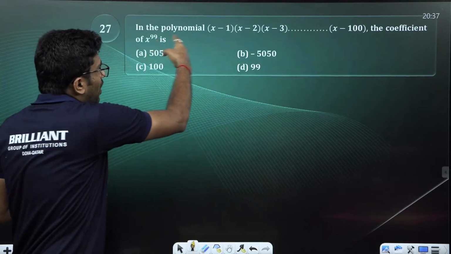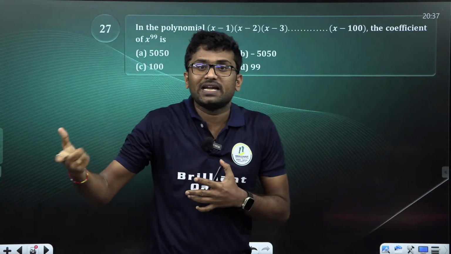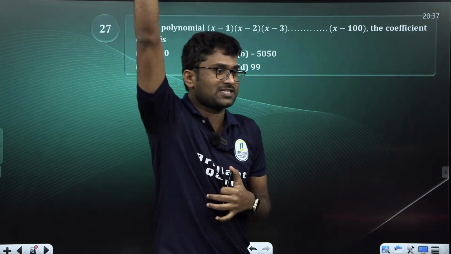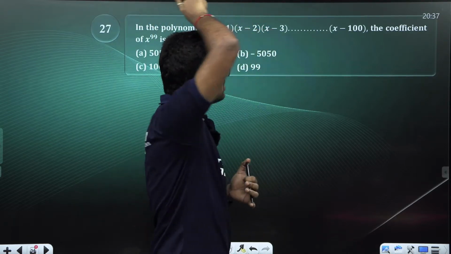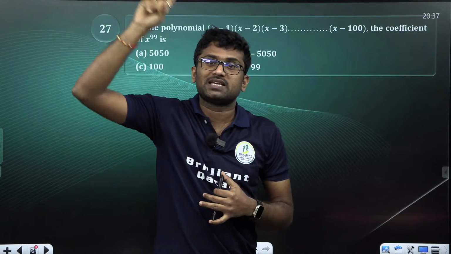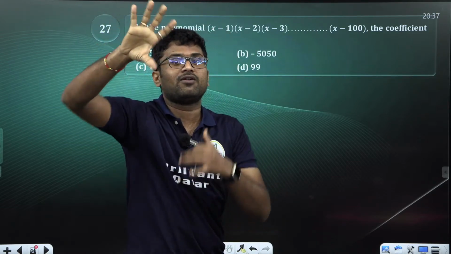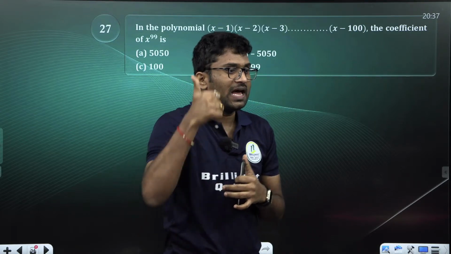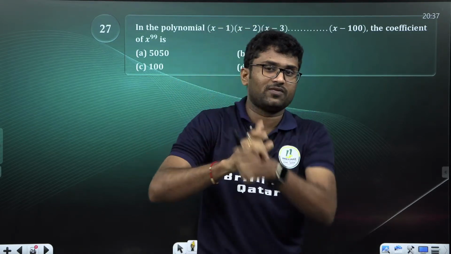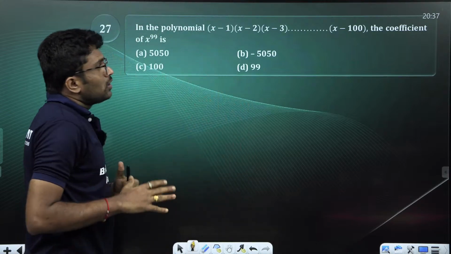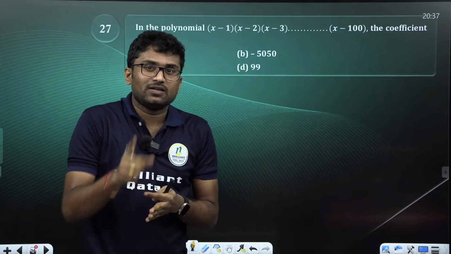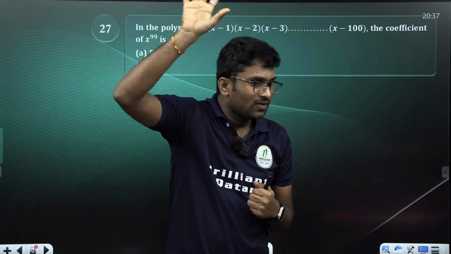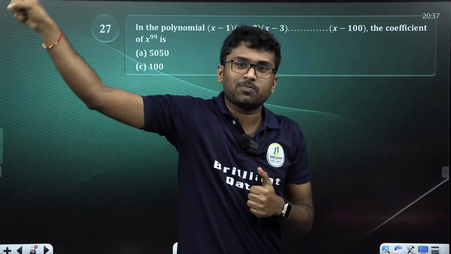See, guys, what is the degree of this particular equation? First, let's understand degree. If all the terms are multiplied, we get x^100, because starting from (x-1), (x-2) to (x-100), x^100 will be our highest degree. Now, to get x^99, if you remove one factor, that's enough.